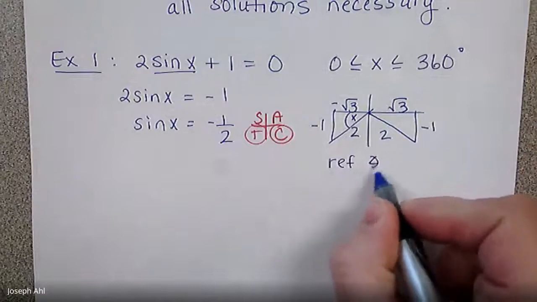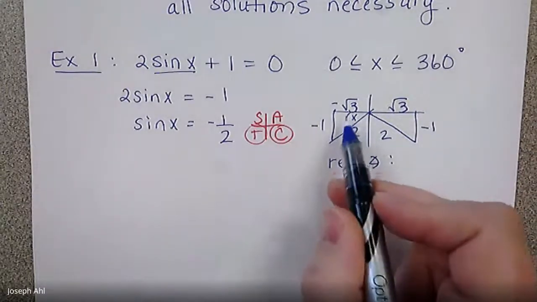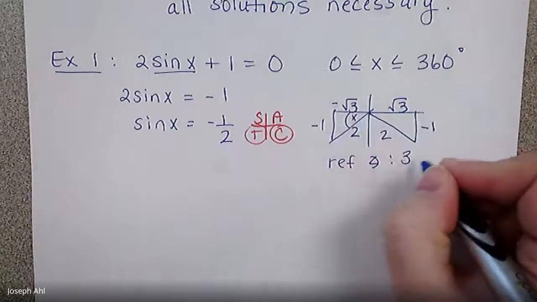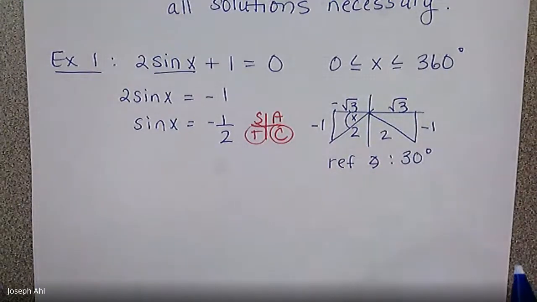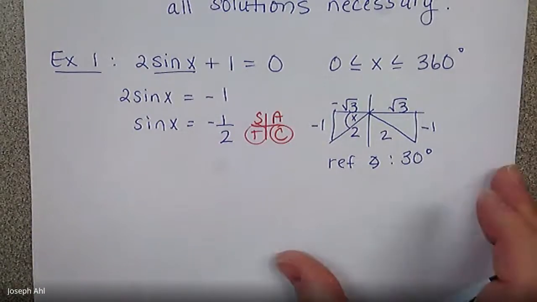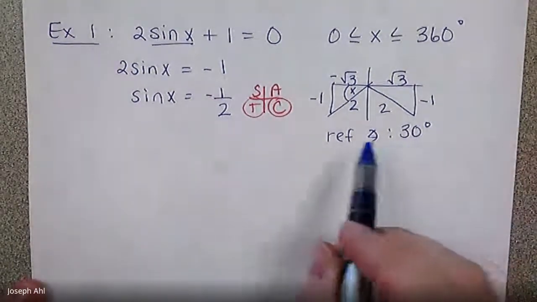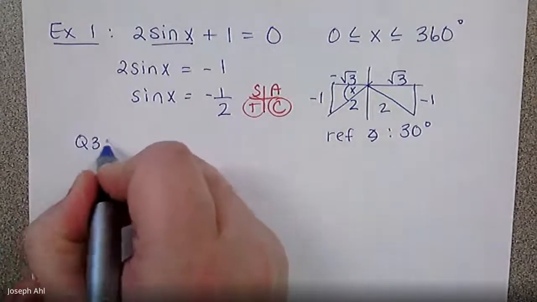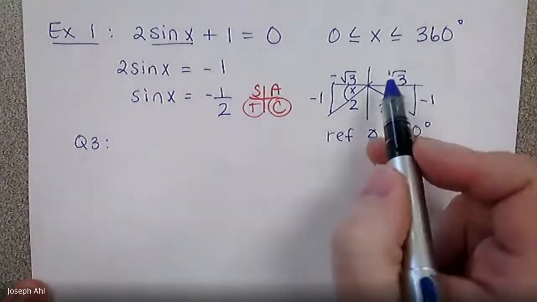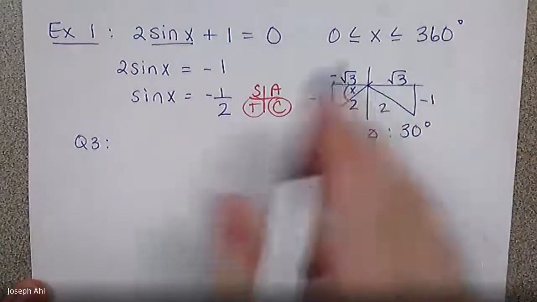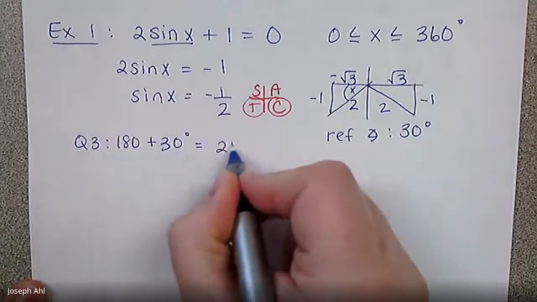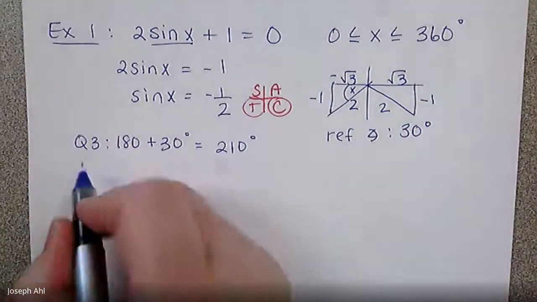What is the reference angle? The reference angle across from a 1 in that special triangle is 30 degrees, going back to the good old reference triangles that we started with in Unit 13. So if the reference angle is 30 degrees, how do I get my 2 answers? One of my answers is in quadrant 3. In quadrant 3, I go halfway around, 180, and then add on that reference of 30 to get a total answer of 210.